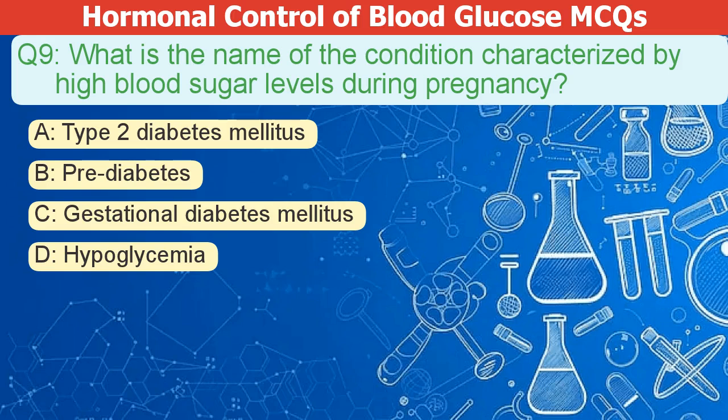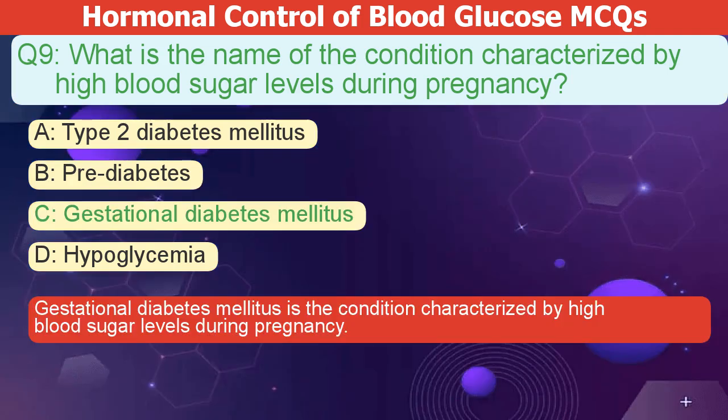What is the name of the condition characterized by high blood sugar levels during pregnancy? A. Type 2 diabetes mellitus. B. Prediabetes. C. Gestational diabetes mellitus. D. Hypoglycemia. The correct answer is C. Gestational diabetes mellitus is a condition characterized by high blood sugar levels during pregnancy.